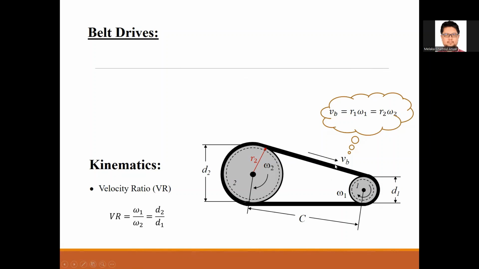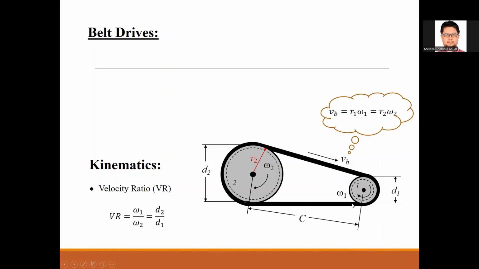One will be the tight part, one will be the slack part. So which one is going to be slack? You have to identify which one of the pulleys is the power, the input power. If the input is from pulley number one, we look into which part is being pulled. In this case, the top part is being pulled by this rotation, meaning this part is going to be the tight part.